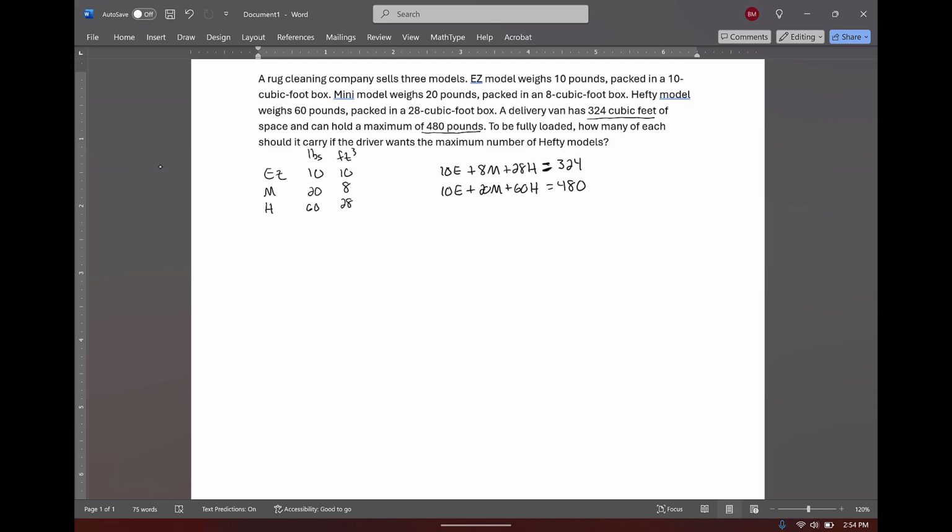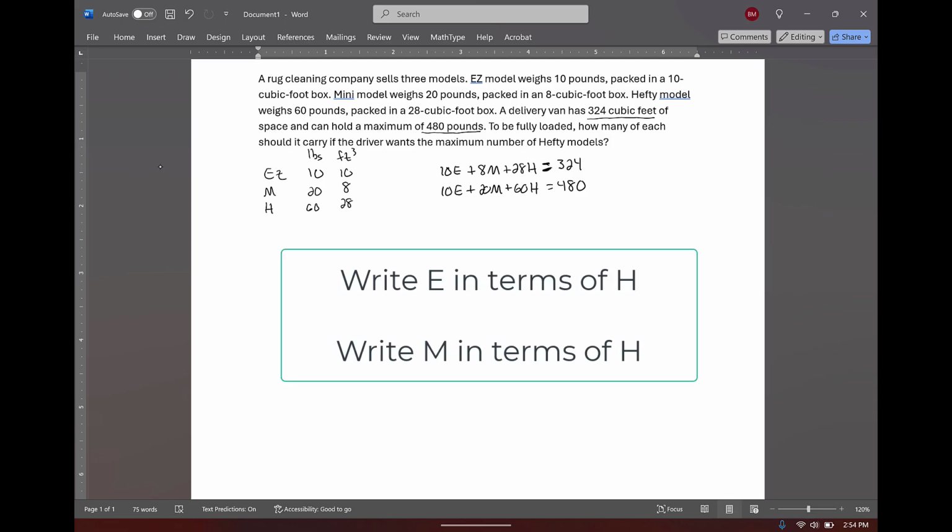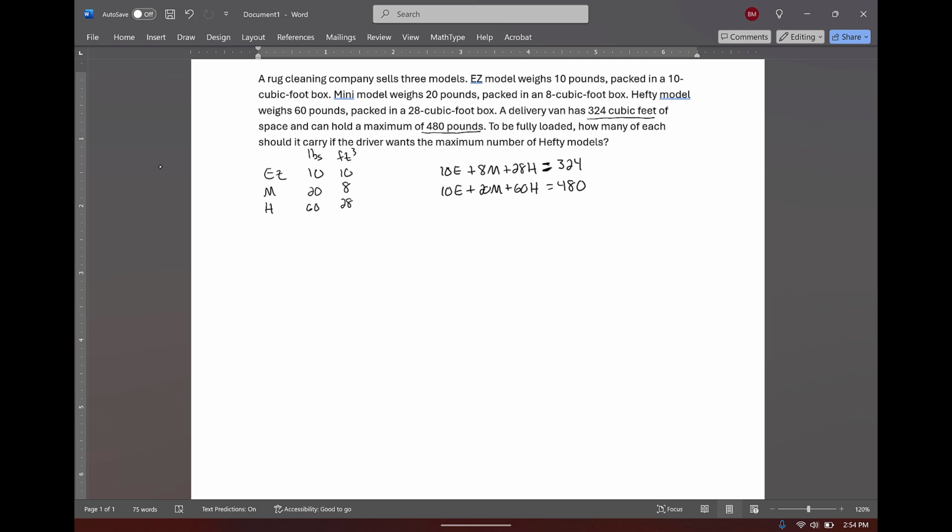So basically, here's what we're going to do. I'm going to take a plug and chug approach. If I could have 10 hefty models, how many minis and easies could I get? Or if I could only have 5 hefty models, how many minis and easies could I get? So what I want to do is boil this down to two equations with two unknowns. I want to have the easies in terms of the hefties and the minis in terms of the hefties, and that way I can plug in different values of h, 5 hefty models, 10 hefty models, and so on, to see how I can optimize the scenario.